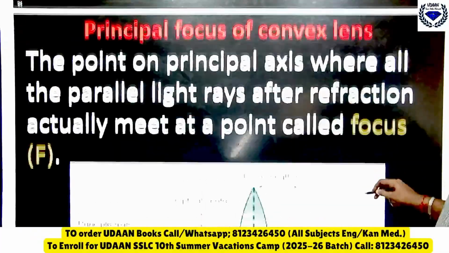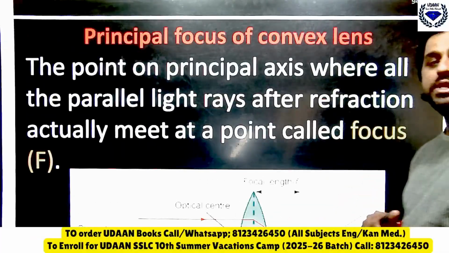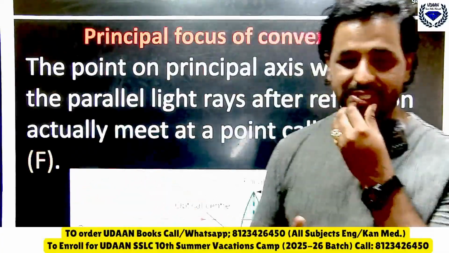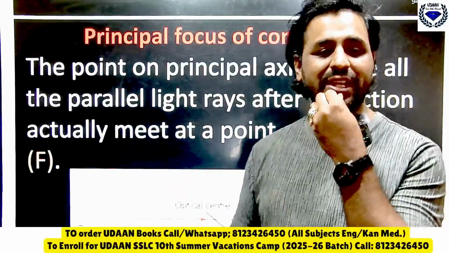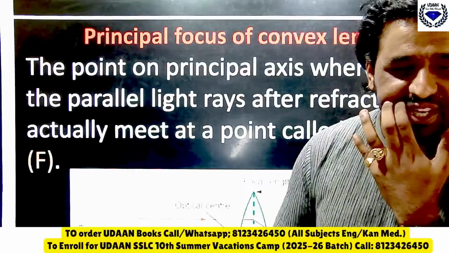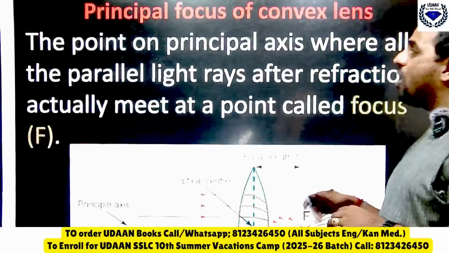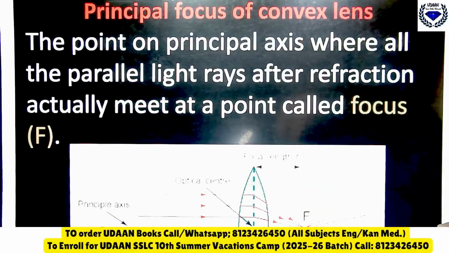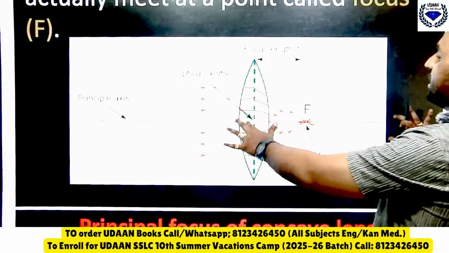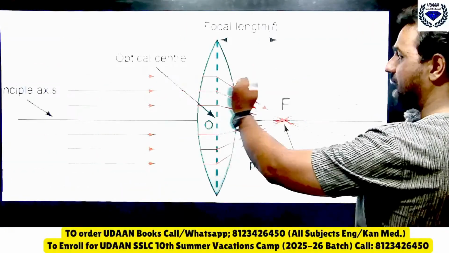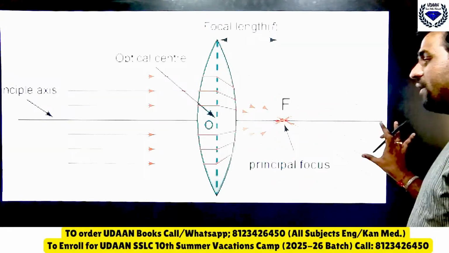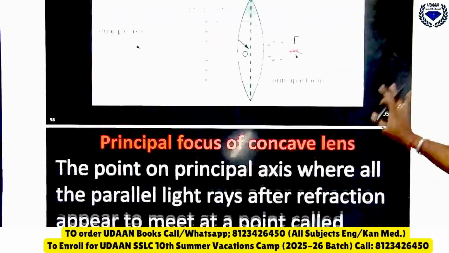Then what is principal focus of convex lens? You know that convex lens is a real lens, whereas concave lens is a virtual lens. Here they actually meet, there they do not meet. Okay, I hope everyone is understanding. Yes. See, the point on principal axis where all the parallel light rays after refraction actually meet at a point. All the light rays pass, bend and meet at a point, that we call as what? Convex lens, that is principal focus.